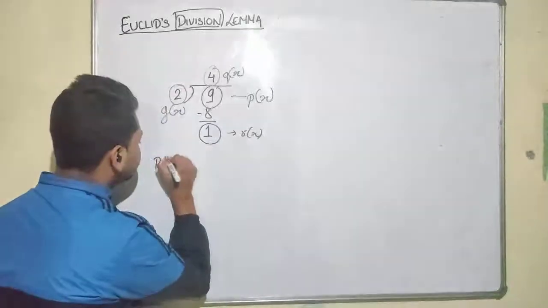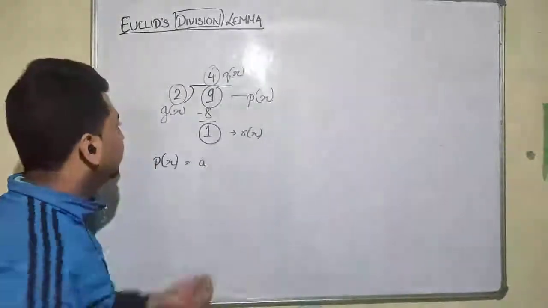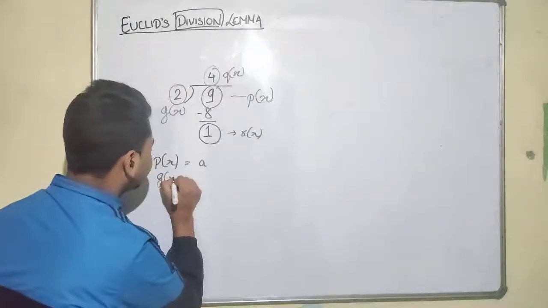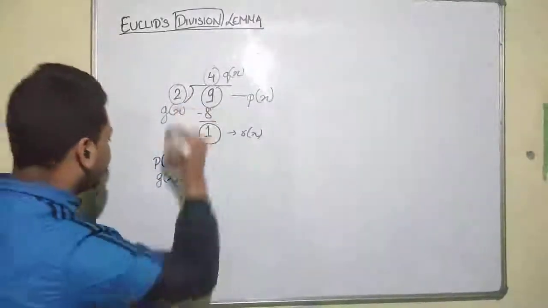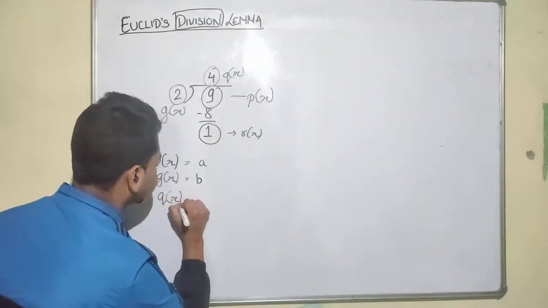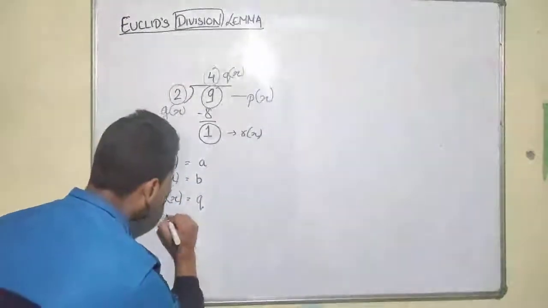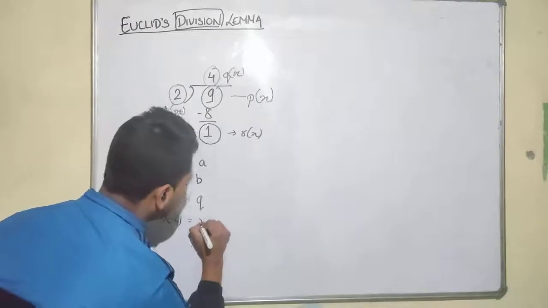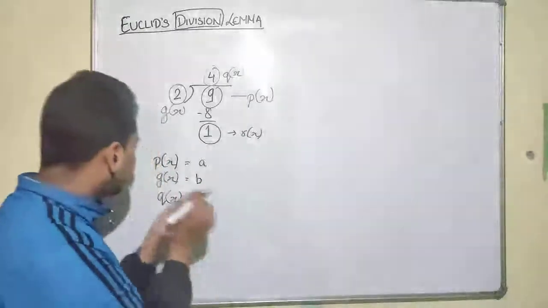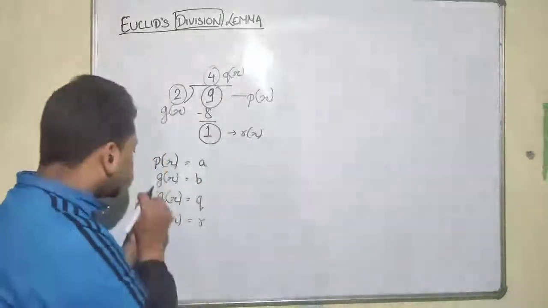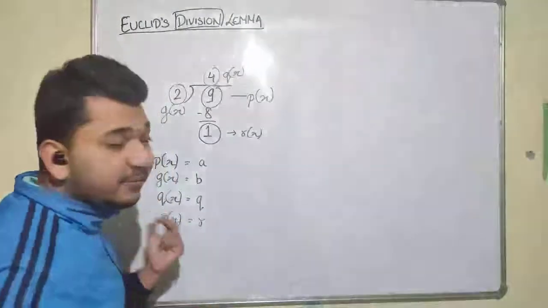For p(x) we will write a, for g(x) we will write b, for q(x) we will write q, and for r(x) we will write r. So p(x) can be written as a, g(x) as b, q(x) as q, and r(x) as r. We have made some changes here.